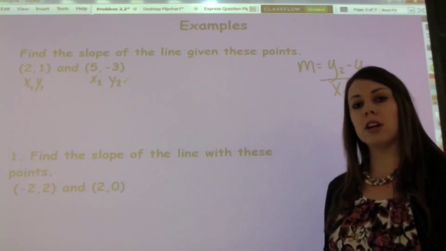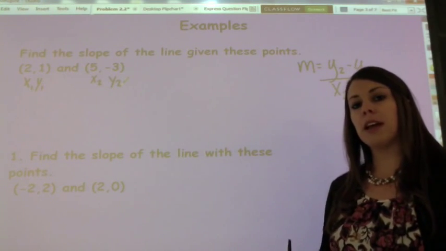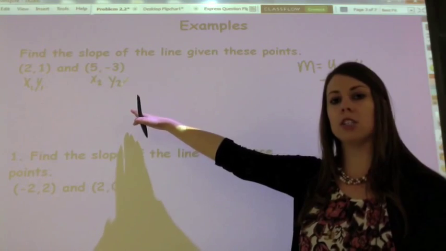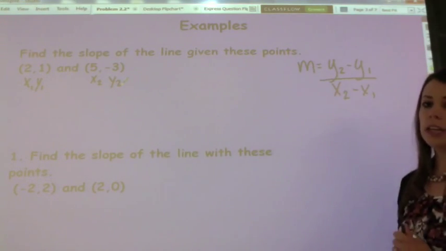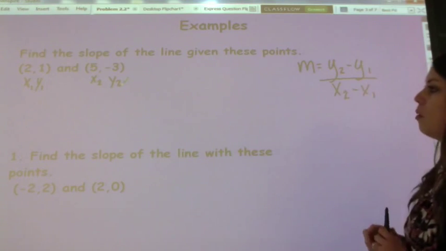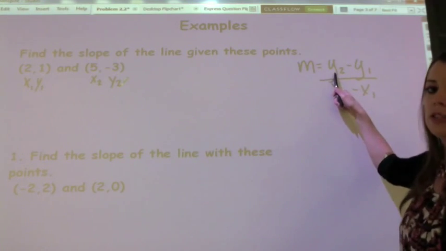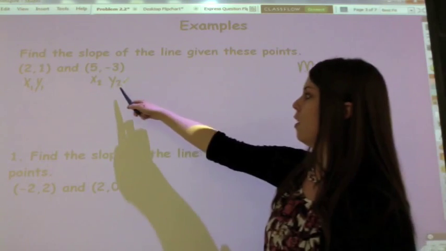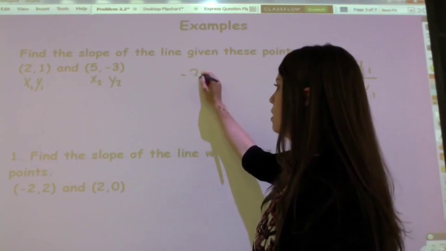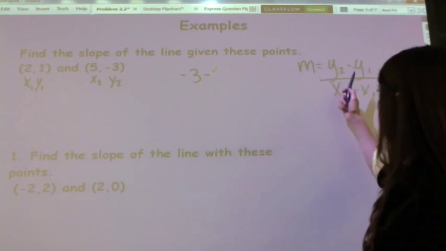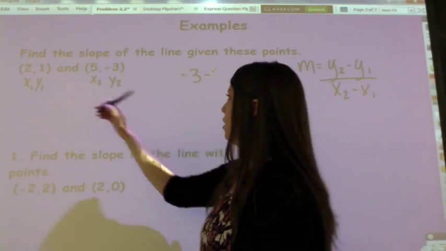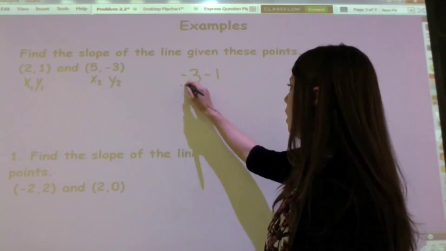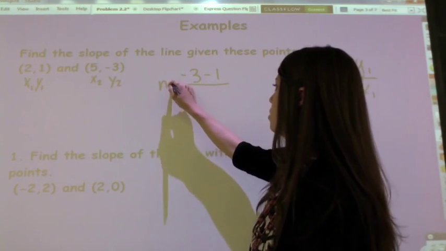Then we're ready to use our equation. All we're doing is plugging in our numbers x1, y1, x2, y2 into our equation. So again, our equation is y2 minus y1. So I look for my y2 value. My y2 value is negative 3. So it's negative 3 minus whatever y1 is. And I look over here, y1 is 1. So I put negative 3 minus 1 first.